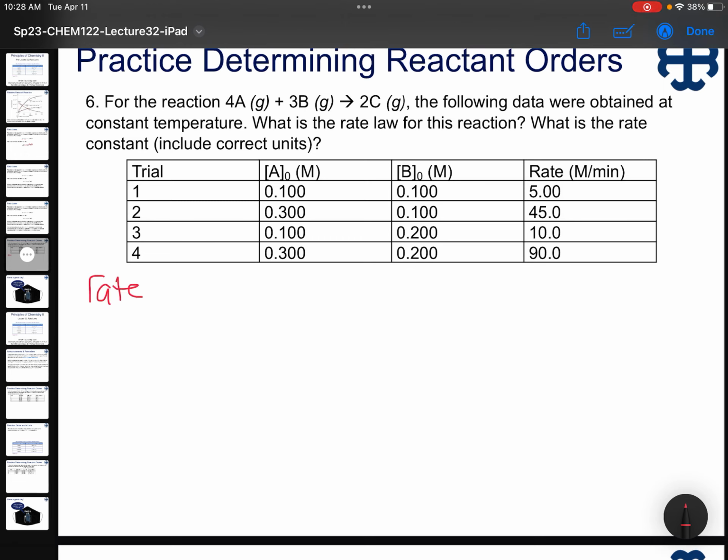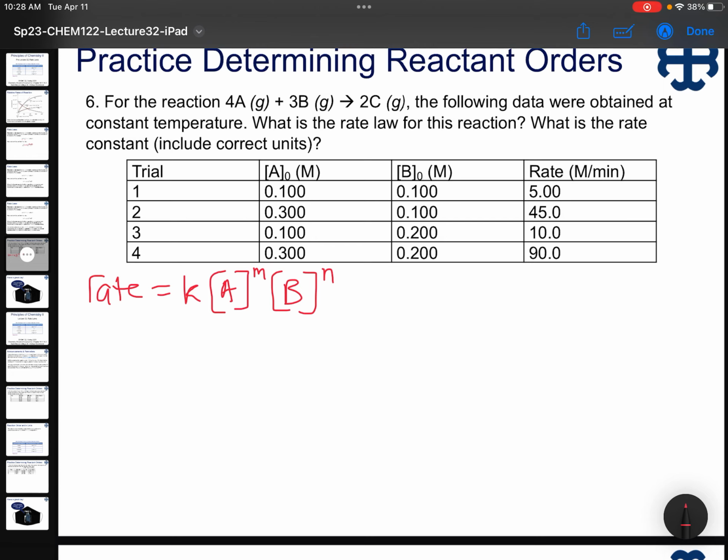So rate is always going to be on the left side of our equation. So our rate is going to be equal to some rate constant k that we're going to be able to solve by the end of this problem. Then we define terms in terms of the reactants, so times the concentration of our reactant A to some power m, multiplied by the concentration of B to some power n, right? And that would be just our generic rate law.